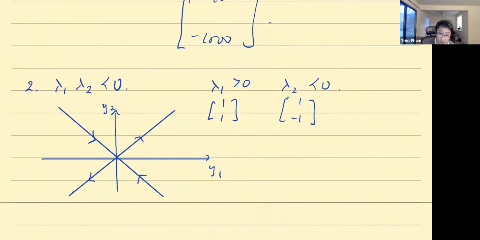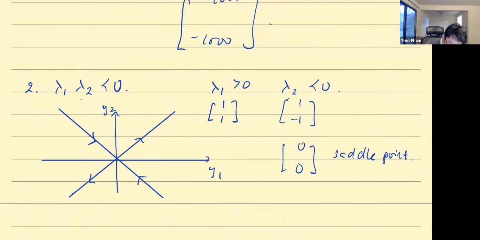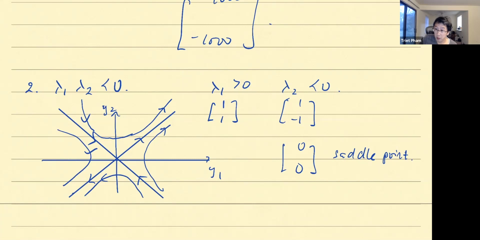In this case, 0, 0 is called a saddle point. What that means is there are two opposite poles. If you are along this one here, you will diverge. If you're along this one here, you converge. If you're anywhere else, you will be pulled in along the first one, and then you will be pushed out along the other one. That's why it's called a saddle point.